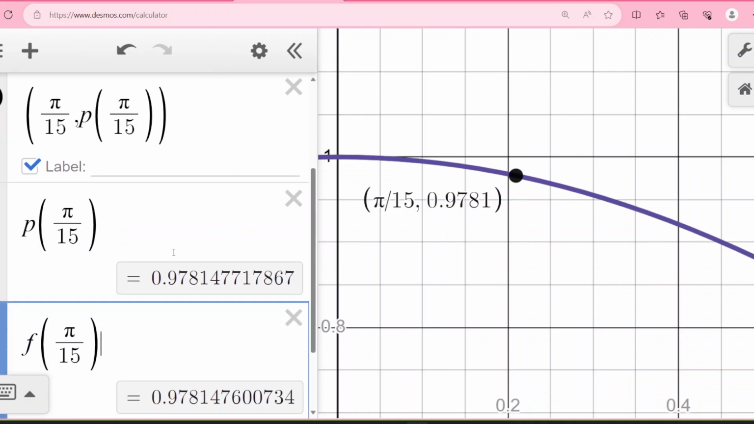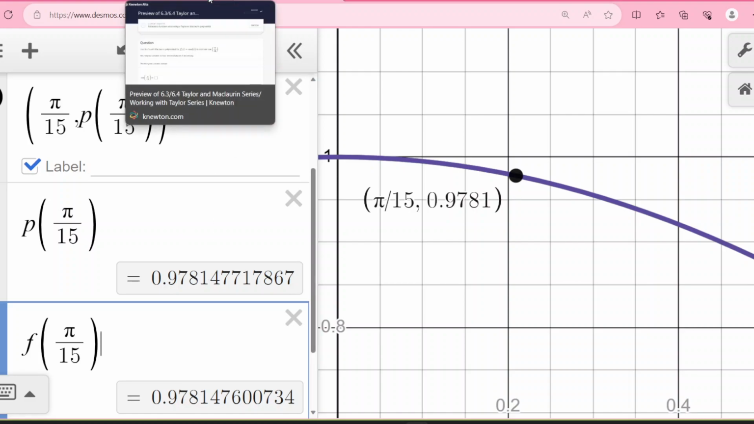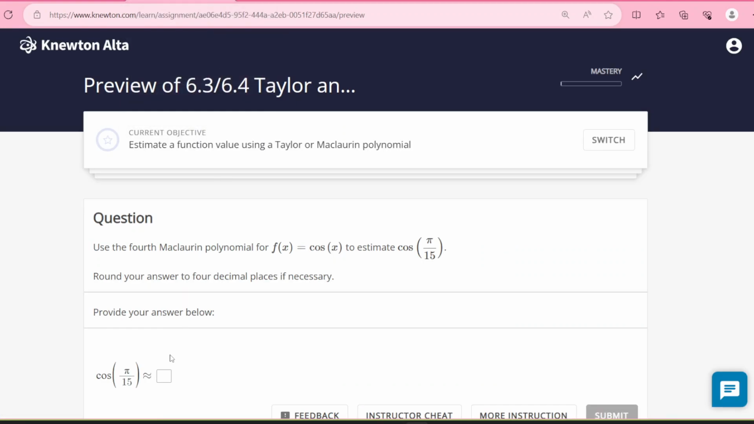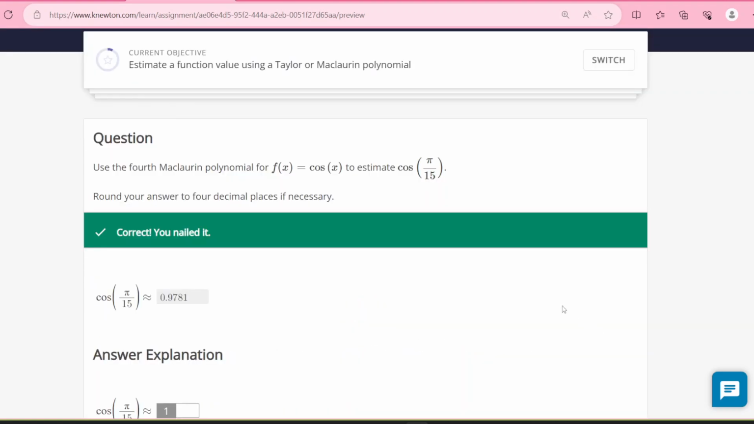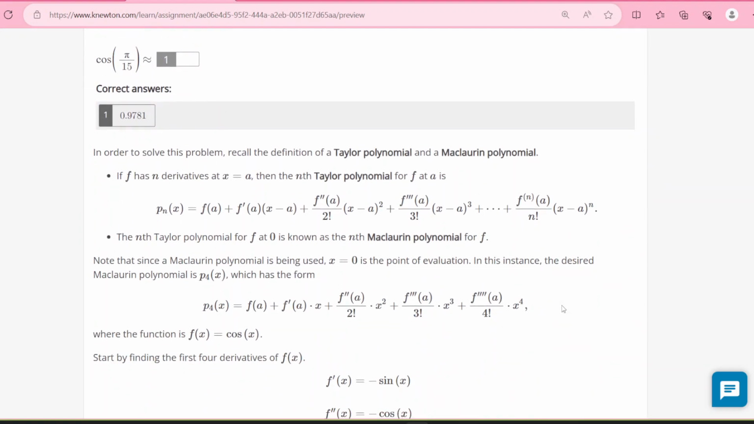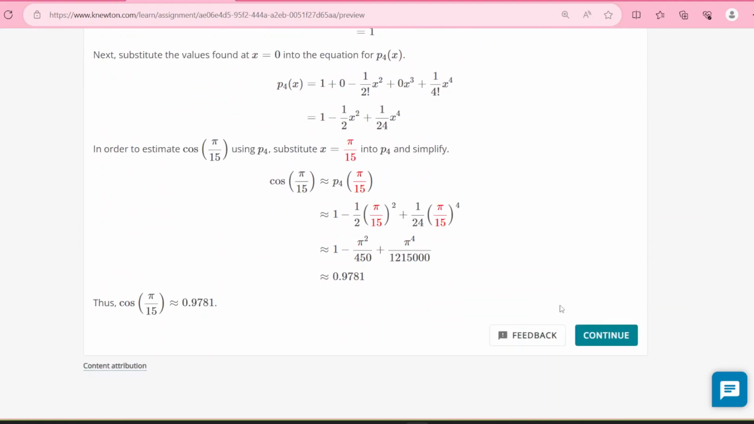But they want 4. So if I round to 4 decimal places, 0.9781. So the cosine of pi over 15 is about 0.9781. Wonderful. They take you through the whole process there like I did.